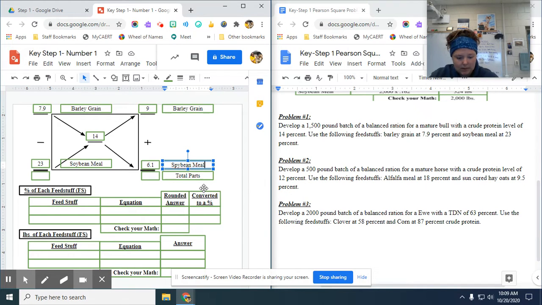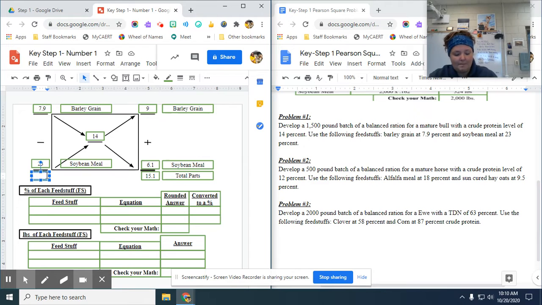Okay, so now we're going to add these up. 9 plus 6.1 equals 15.1, and that's our total parts. I spelled soybean wrong. So 9 is our parts of barley grain, 6.1 is our parts of soybean meal, 15.1 is our total parts.